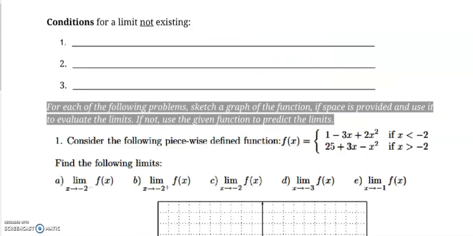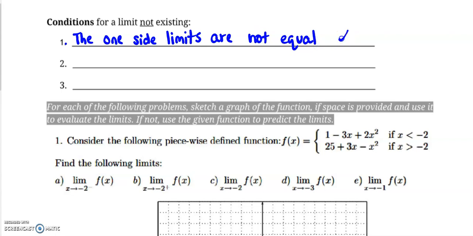Okay, so pivotal key things. First off, the first condition for a limit not existing is what I just demonstrated to you. The first situation is when the one-sided limits are not equal. So basically, the limit as x approaches c from the plus side of whatever your function is doesn't equal the limit as x approaches c from the negative side of whatever your function is that you're talking about. If those aren't equal, no good.